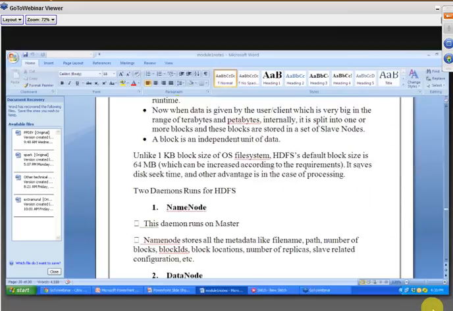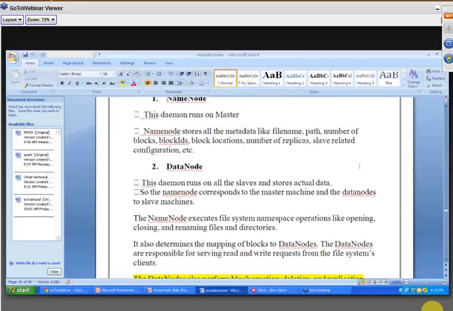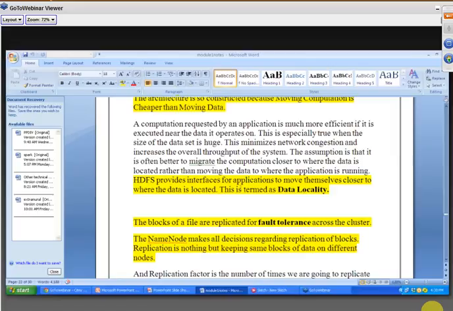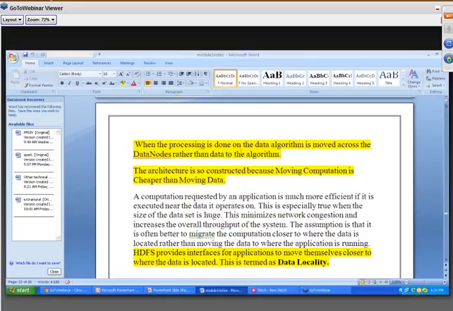Right. Some important thing here is what HDFS provides. When processing is done on the data in Hadoop, the algorithm is moved across the data nodes rather than the data to the algorithm. What is the meaning of this? Previously, if people have knowledge of JDBC connectivity, if I'm writing a JDBC program with the help of Java, I'm connecting to Oracle, accessing all the data and putting it in cache memory, and from there I'm printing the data. But since we are connecting to structured data, we can put it into the cache. But if we are connecting to unstructured data, it is very difficult.